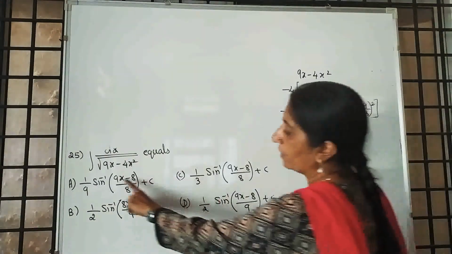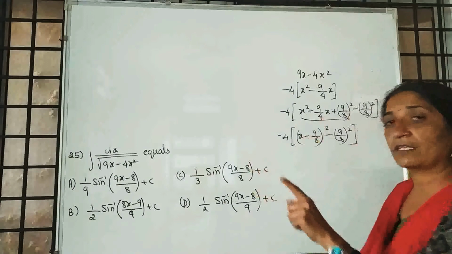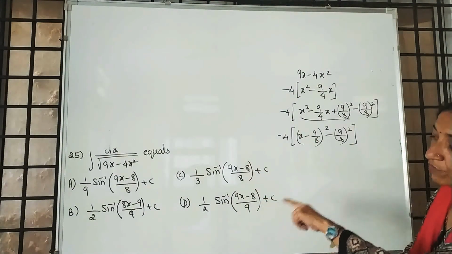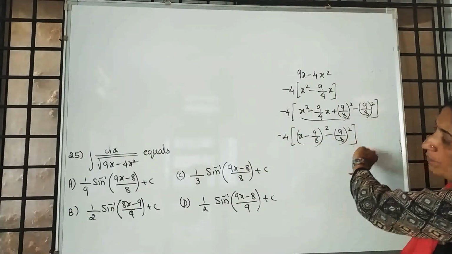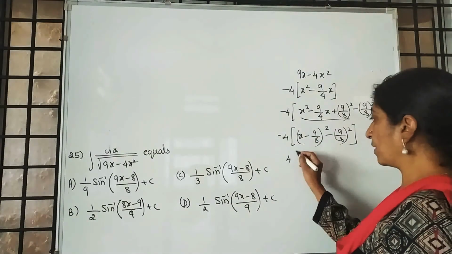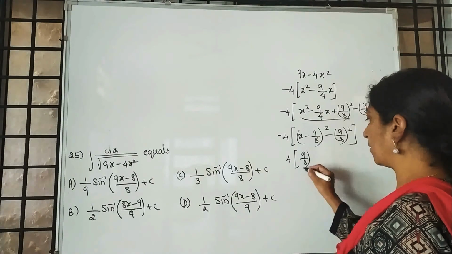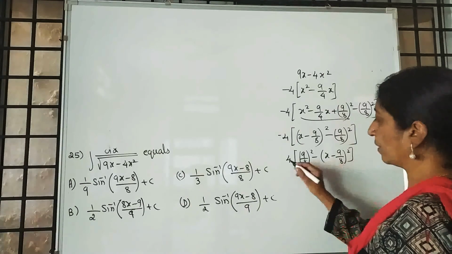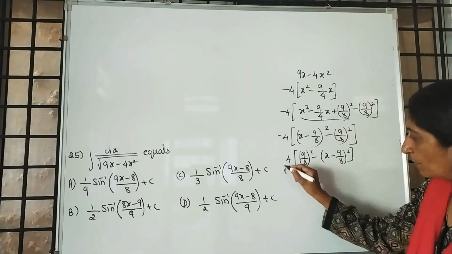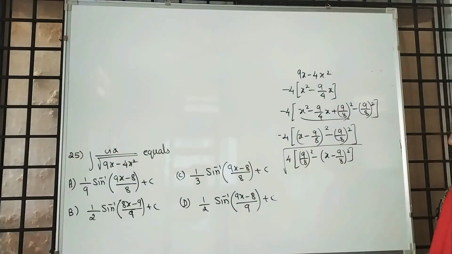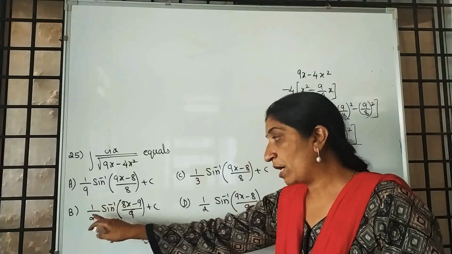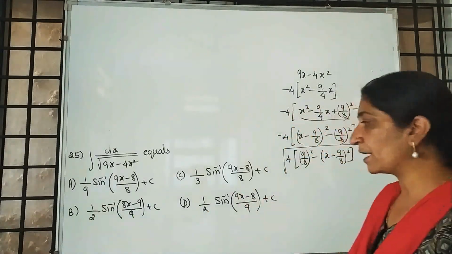See, all the 4 answers have a sine inverse. That means definitely the answer comes in the form of sine inverse. The only thing we have to see is which one is correct. Now I took minus inside, 4 outside. It is 9 by 8 whole square minus x minus 9 by 8 whole square. And students, you know that this comes under square root. What is the square root of 4? Square root of 4 is 2 and it is in the denominator, so it is 1 by 2. Either the answer is B or D.